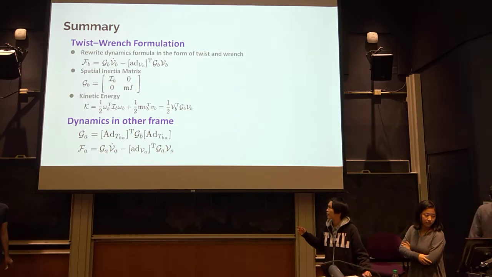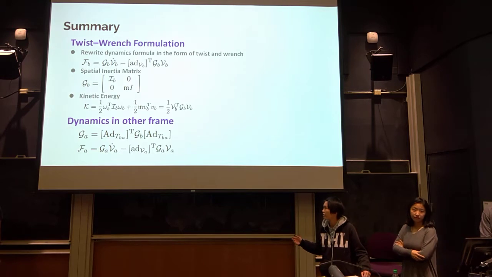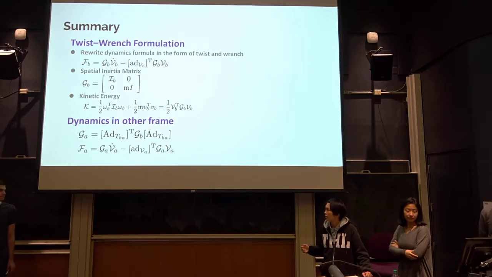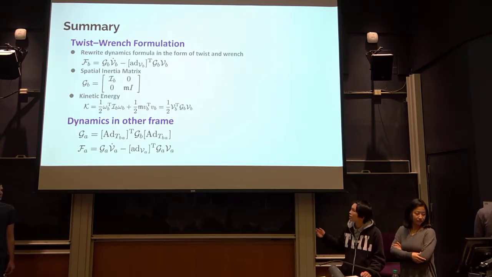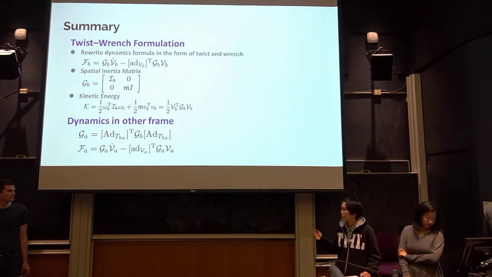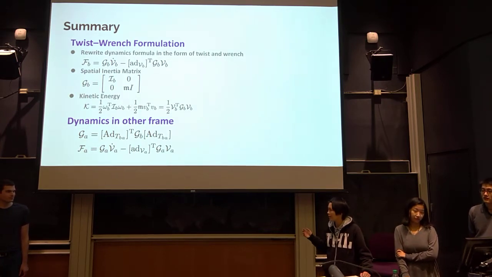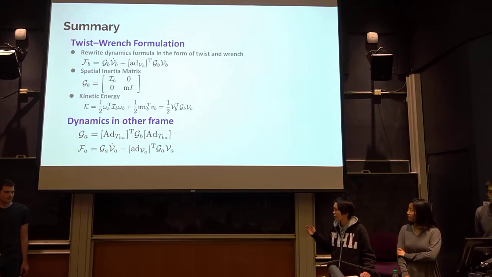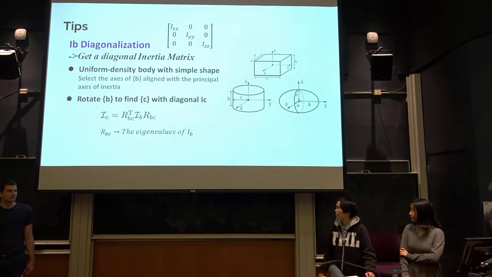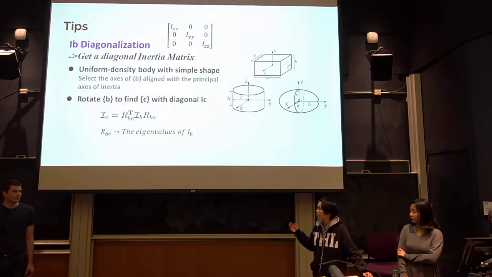And if you write this formulation in the form of twist and wrench, we can get the twist-wrench formulation. We use the spatial inertial matrix GB in this form. We can also get the kinetic energy using the twist VB and GB. And if we want to express the dynamics in another frame, for example frame A, we first calculate the GA, and then we use this formula to get the FA. And here are some tips for the diagonalization and calculation of IB.